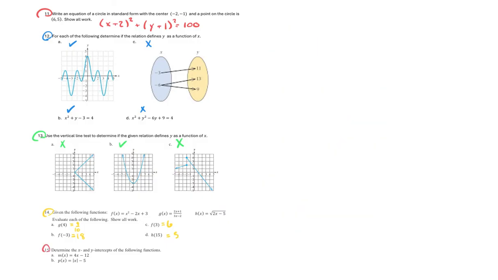Okay, 15, starting with a, we're going to determine the x and y intercepts of the following functions. For the first one, in order to find the x-intercept, what we're going to do is set y equal to 0, or m of x equal to 0. So we're going to say 0 is equal to 4x minus 12. If I solve this out here, I'm going to get that x is equal to 3. So this here is my x-intercept.